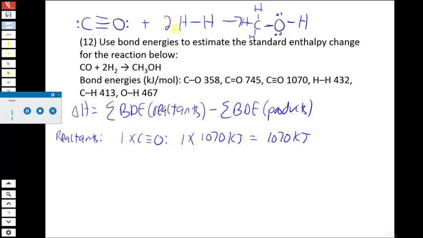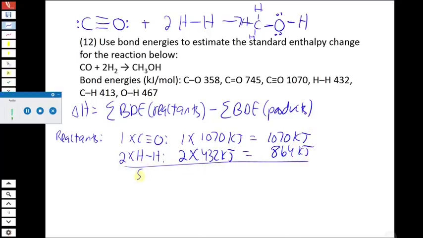And then we also have two H2 molecules. Each has one HH bond, so we're going to have a total of two hydrogen-hydrogen single bonds. So we have to multiply that number by 2, because for this approach also, we have to account for how many of each bond type we have. If we have two molecules of H2, that means we have two HH bonds to break on the reactant side. So that's going to be 2 times that number, which is 432. So the sum on the reactant side, these two numbers added together, is 1934.